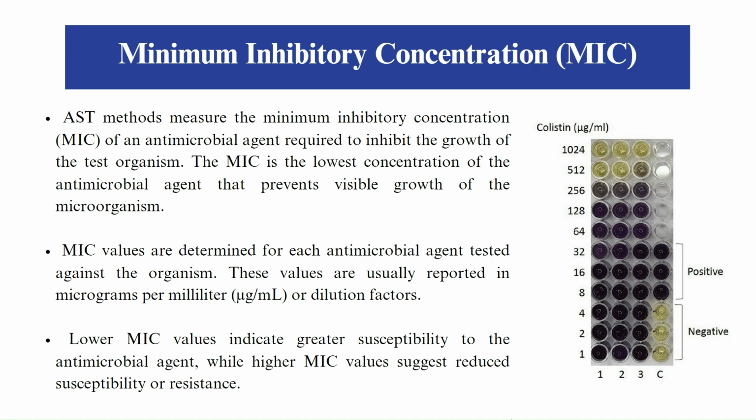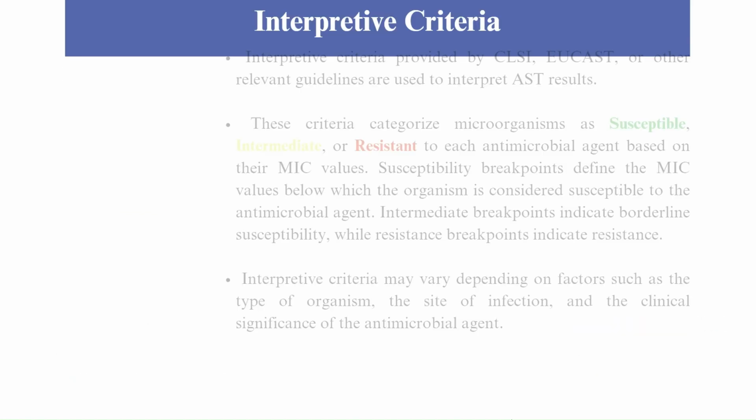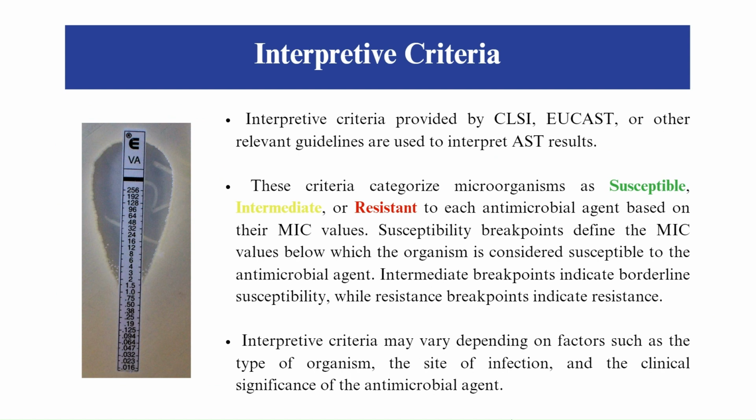Lower MIC values indicate greater susceptibility to the antimicrobial agent, while higher MIC values suggest reduced susceptibility or resistance. Interpretive criteria provided by CLSI, EUCAST, or other relevant guidelines are used to interpret AST results. These criteria categorize microorganisms as susceptible, intermediate, or resistant to each antimicrobial agent based on their MIC values. Susceptibility breakpoints define the MIC values below which the organism is considered susceptible to the antimicrobial agent. Intermediate breakpoints indicate borderline susceptibility, while resistance breakpoints indicate resistance.